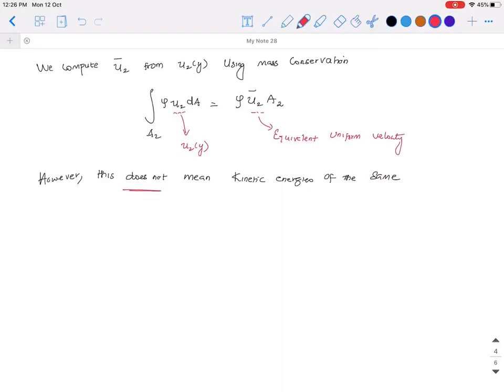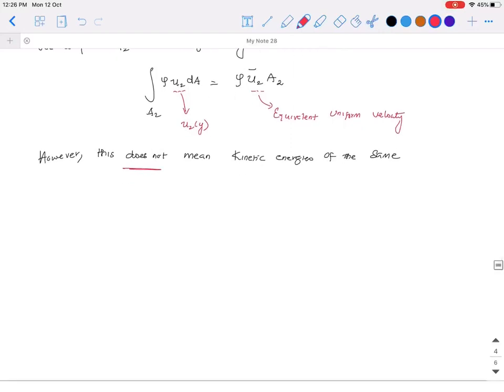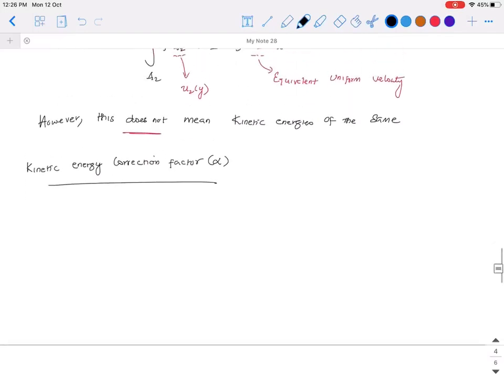So we compute the equivalent uniform velocity profile from the non-uniform actual velocity field by matching the mass flow rate. That doesn't mean the kinetic energies are the same. So that is where something called the kinetic energy correction factor comes into play. Let us denote that as alpha.